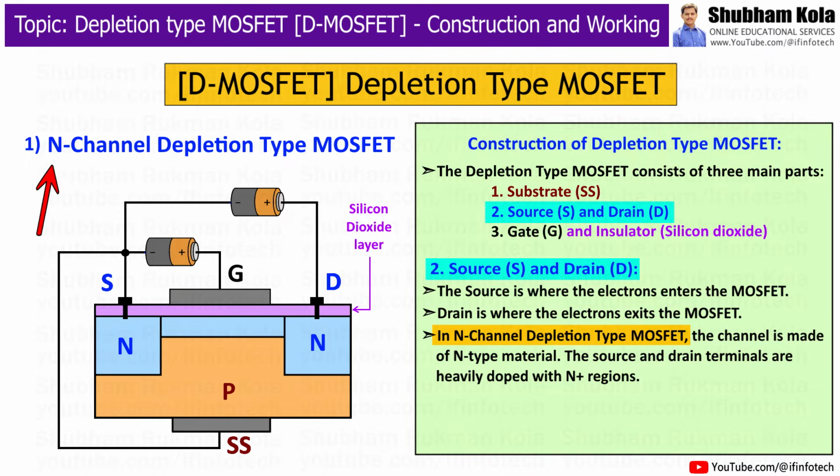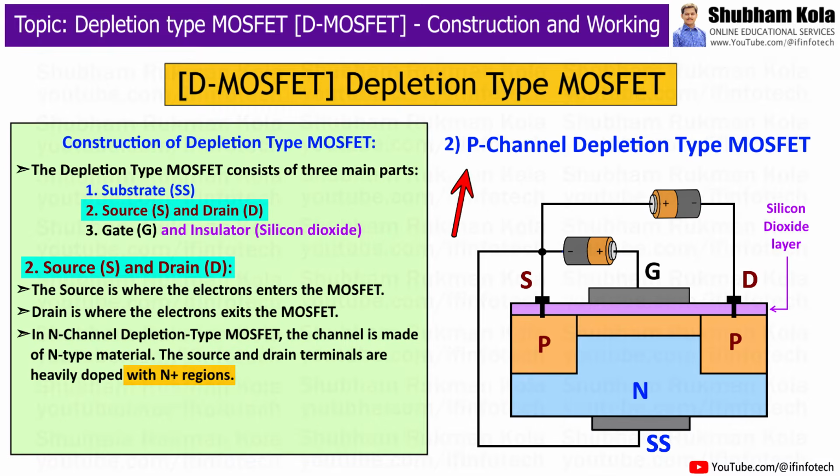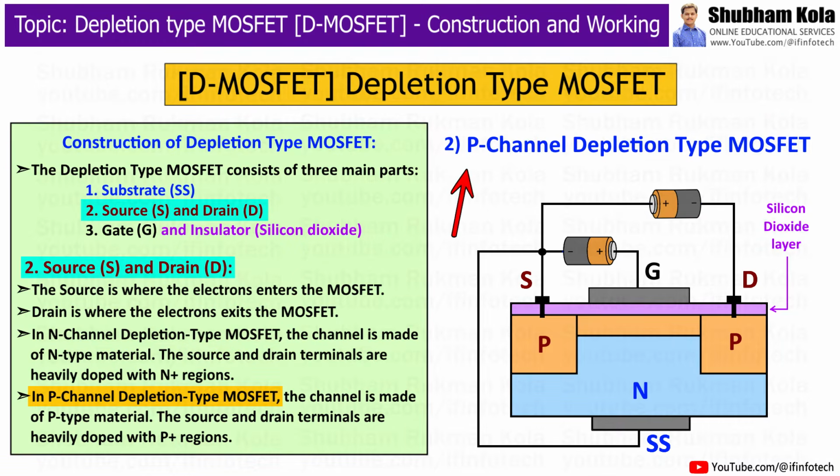In N-channel depletion type MOSFET, the channel is made of N-type material formed between source and drain. The source and drain terminals are heavily doped with N+ regions. Whereas in P-channel depletion type MOSFET, the channel is made of P-type material between the source and drain. The source and drain terminals are heavily doped with P+ regions.